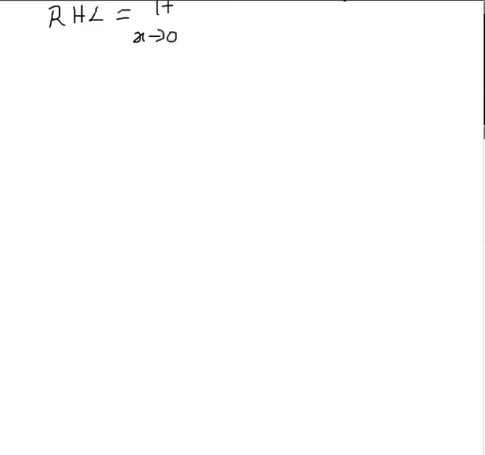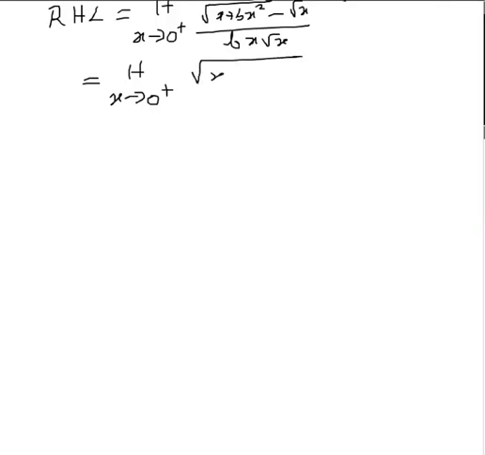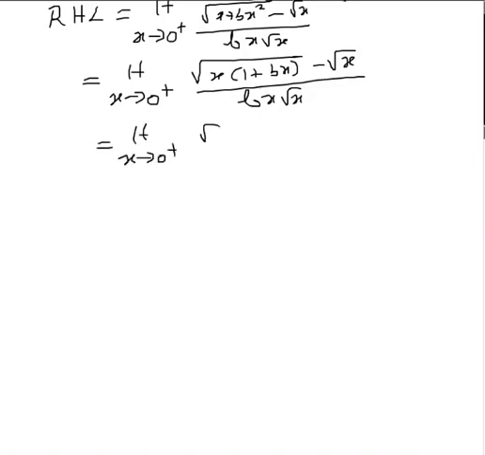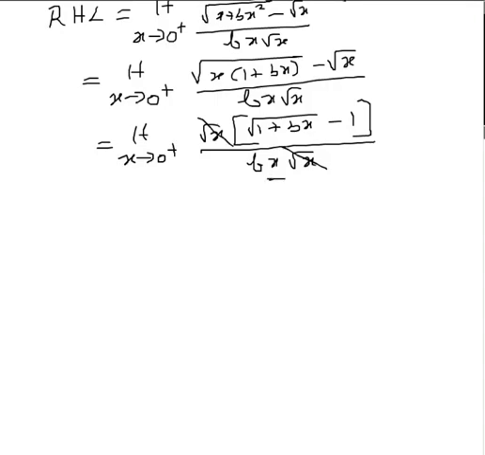Now RHL, limit as x tends to 0 plus. For RHL, we use the greater than 0 definition, which is root of (x plus bx square) minus root x, by bx root x. Here one x is common. I am taking x outside the expression but keeping it inside the square root. Now in the numerator, square root of x is common. We are able to get rid of this root x. Now we have to get rid of this x term also. Because of that x term only, we are not able to substitute the limit value.